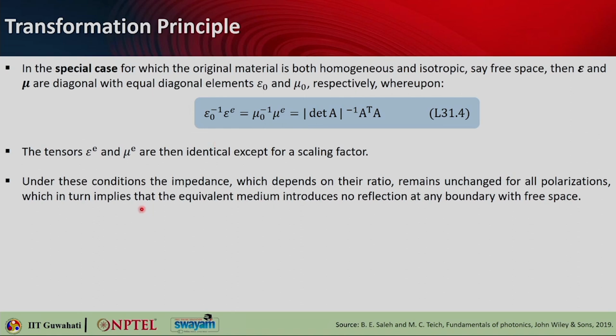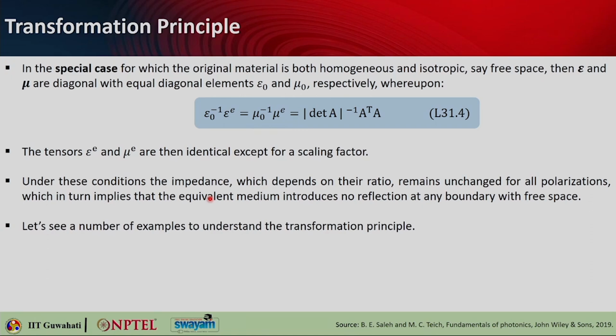Now, under these conditions, what happens to the impedance? The impedance depends on the ratio of the permittivity and permeability, and that will remain unchanged, because both of them got the same factor, so the ratio remains the same. That actually helps you, because when the ratio remains unchanged for all the polarizations, you can consider that this equivalent medium will have no reflection at any boundary with the free space. So, it becomes a reflection free boundary.